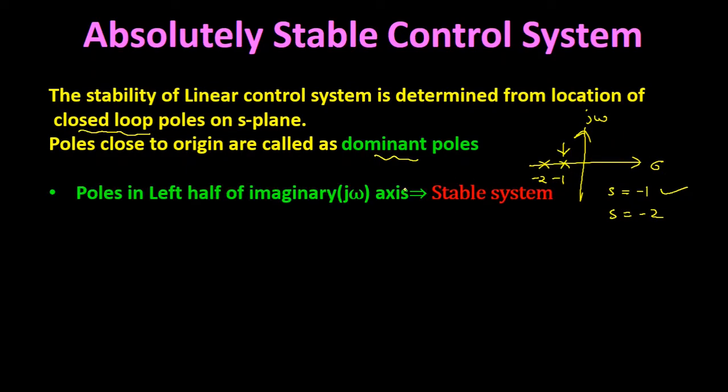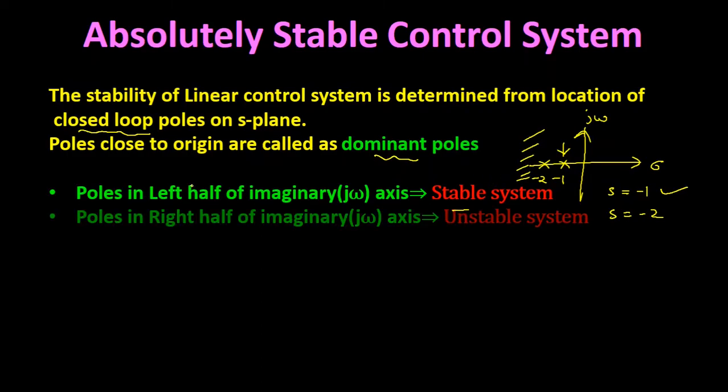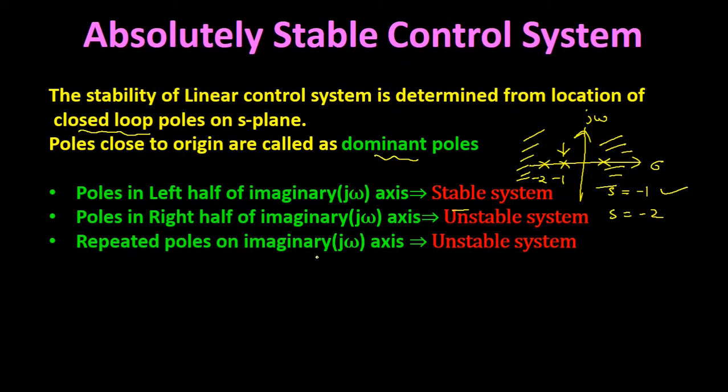When the poles of the transfer function lie in the left half of the S-plane, or left half of the imaginary axis, then that type of system is called as stable system. That means all the poles of the system should lie in the left half of the j omega axis. Then only the system will be stable. Second, when poles lie in the right half of the imaginary axis or right half of the S-plane, then that type of system is called as unstable system. And if any one pole of the transfer function lies in the right half of the S-plane, then also the system becomes unstable.